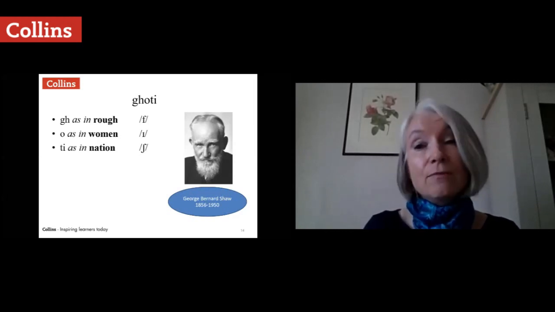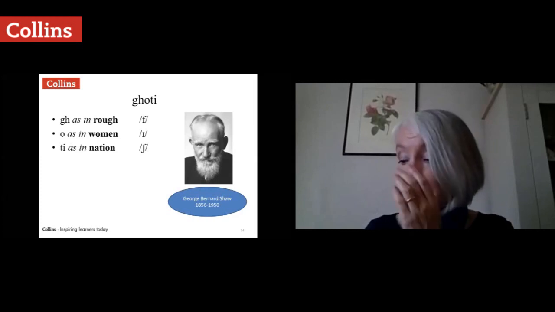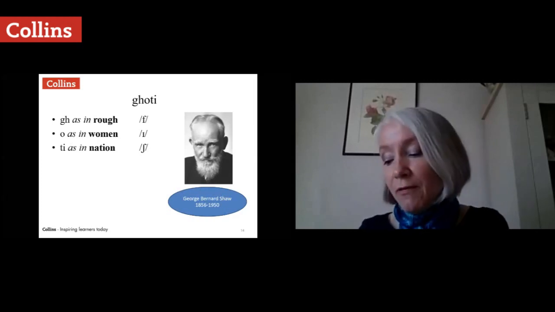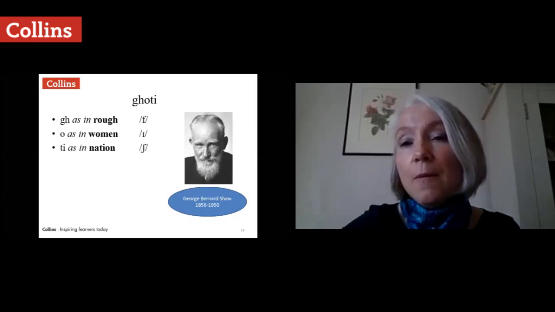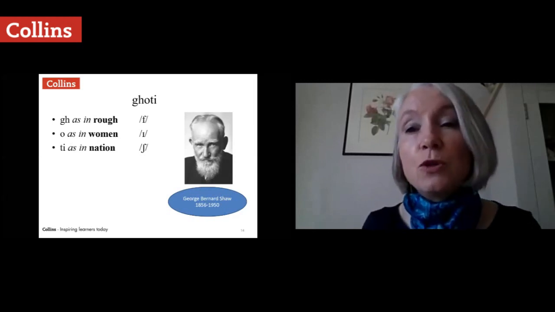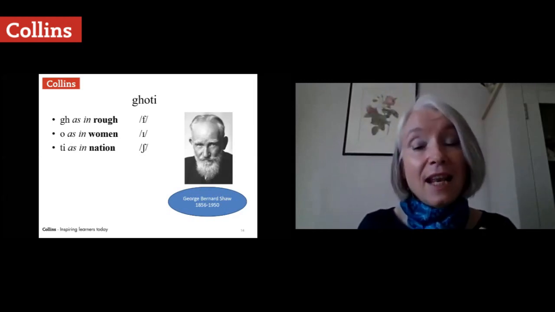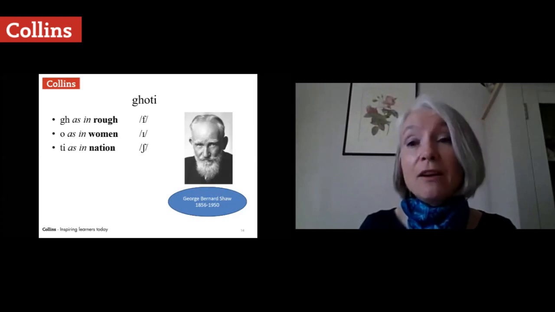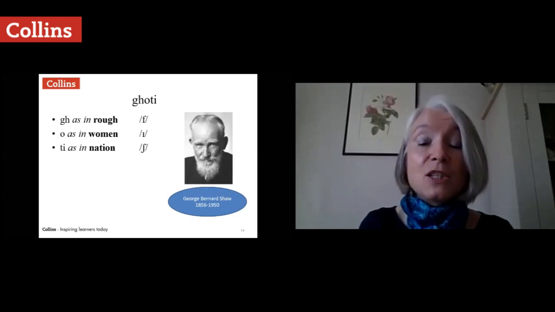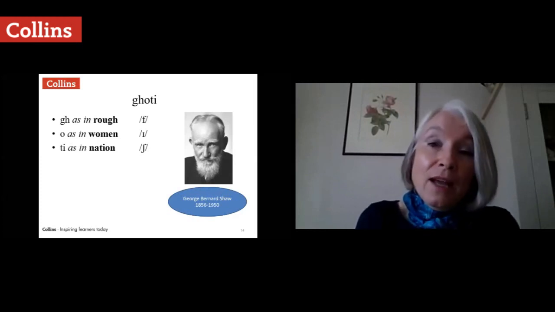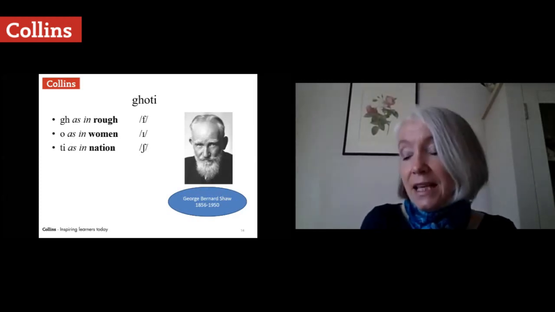So George Bernard Shaw devised this example, but it would be very, very difficult to impose. As I say, whose pronunciation would we take? And the language is still changing, so we might reform it and fix it, but it wouldn't be fixed forever. So at least we have a system that can be commonly read and understood.